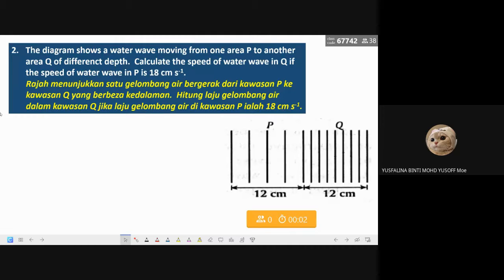This one, be careful. They only want one wavelength. So how many wavelengths is this?